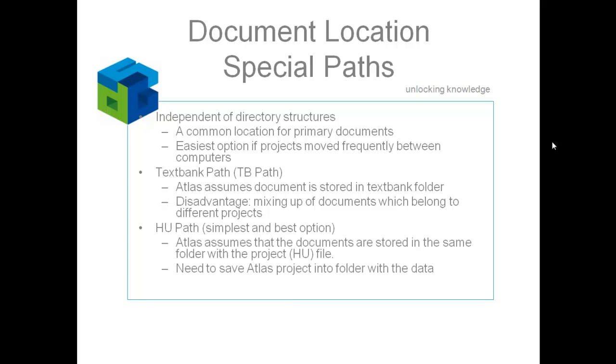In which case, the second special path is the one you'd probably prefer to use, and that's called the HU path. And I think that's the simplest and best option. With that path, ATLAS.ti assumes that the data for a particular project is stored in the same folder that holds the project file, the HU file. So basically, when you create your ATLAS.ti project, you save the HU in the same folder with all your data.